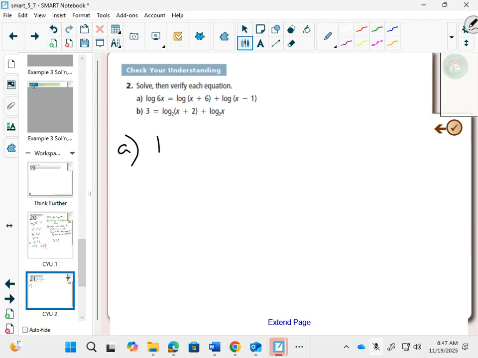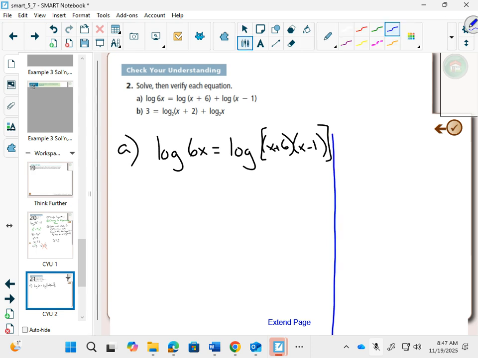So in A, I'm going to start combining things. I have adding, the bases are the same. So adding two logs with the same base is the same as multiplying. So I could multiply these together. And I get log 6 equals log of (x plus 6) times (x minus 1). And I'm going to draw a line here because it is at this point that there will be a shortcut. But I'll show you the shortcut after we go through the regular steps.